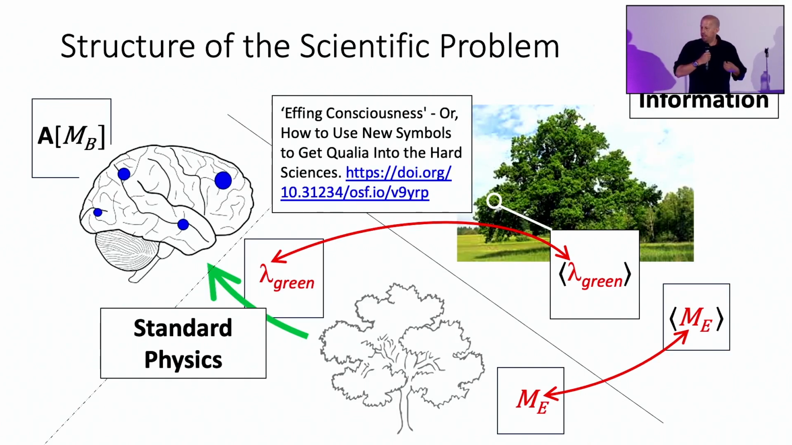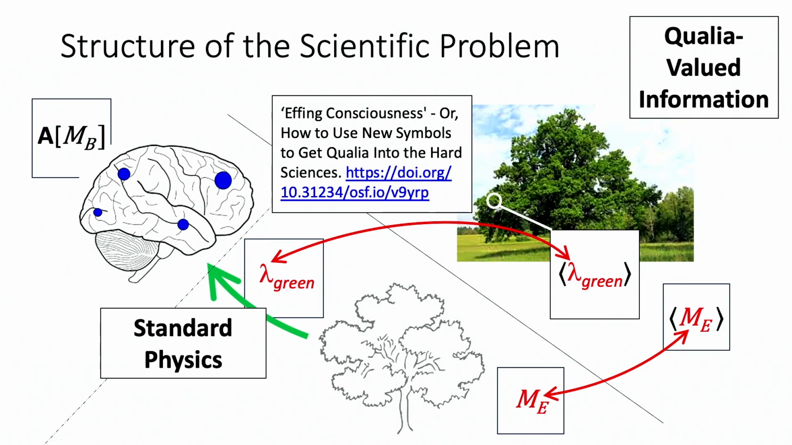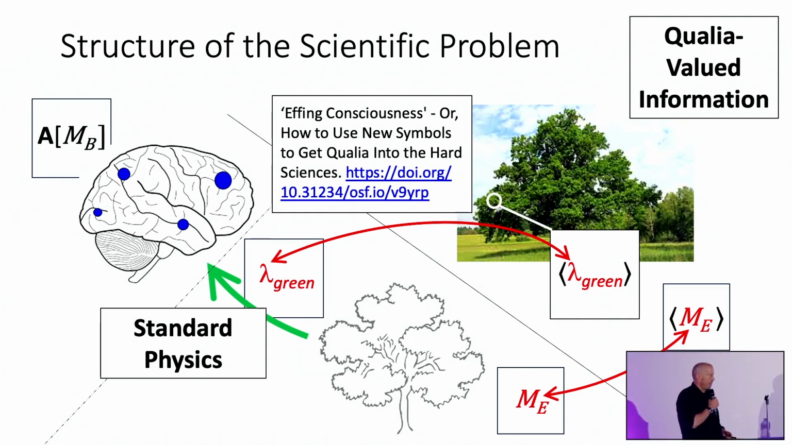So what are the infrastructural innovations that we need here? The first one is what I call angle bracket symbolism. This is for labeling specific aspects of conscious experience or collections of those specific aspects. So for example, angle brackets lambda green here labels the specific aspect of the conscious experience that's consequent to the incidence of lambda green on the retinae. And then angle brackets ME is a symbol for the collection of such components that make up the total conscious experience of the sensory environment.